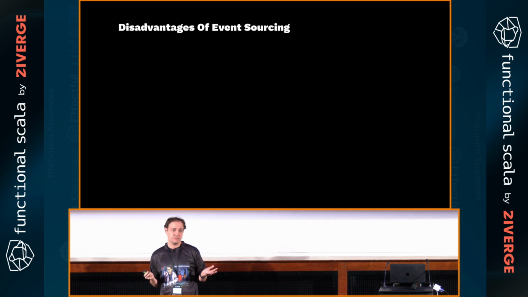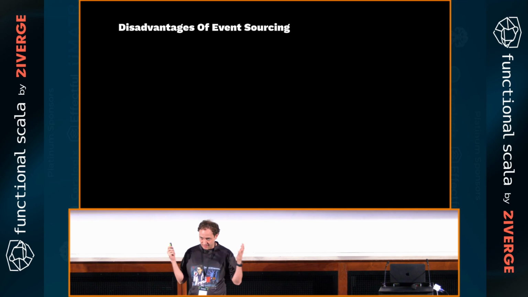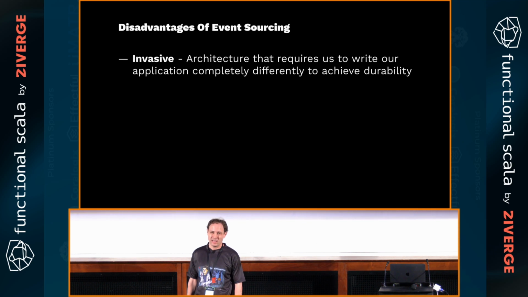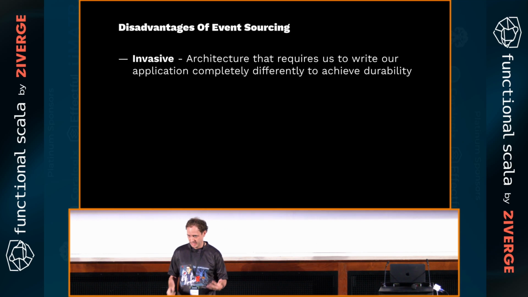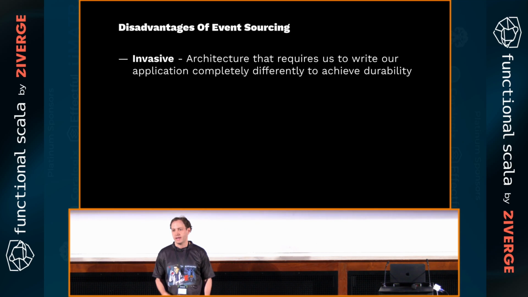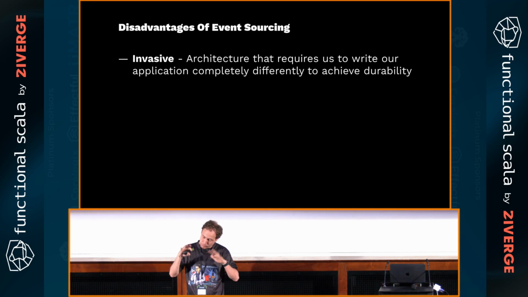So what are some of the disadvantages of event sourcing? Why is this not just the perfect solution for us? Well, I think one word I keep coming back to is this concept of being invasive. And so you could think of this as how much do we need to change our code to achieve something, right? If we need to change our code a lot, it's very invasive. It gets everywhere into what we're doing. Versus if it wasn't invasive at all, we would just do exactly the same thing we were already doing.